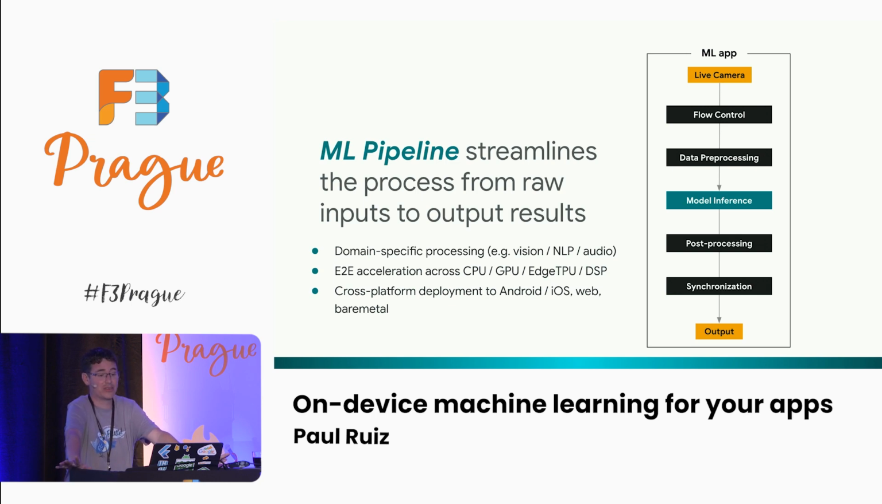So as you all saw, there is a lot more to ML than just running inference. You also need to do things like flow control so that your app isn't sending data faster than it can be processed, end-to-end pipeline acceleration for improving performance on your models, which is like what we saw with the hardware delegates and actually being able to use the GPU or the TPU, or just pre-processing your images so they work specifically with what your model is expecting. All of this together is called an ML pipeline, and it streamlines the process from your initial raw inputs all the way to your output results.